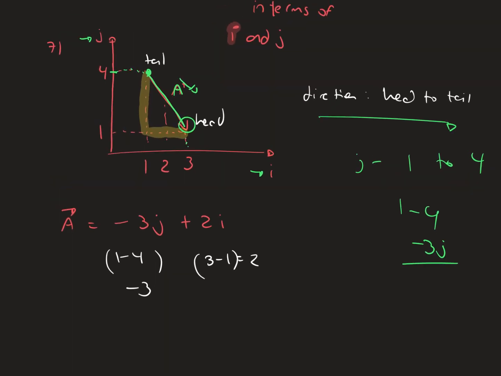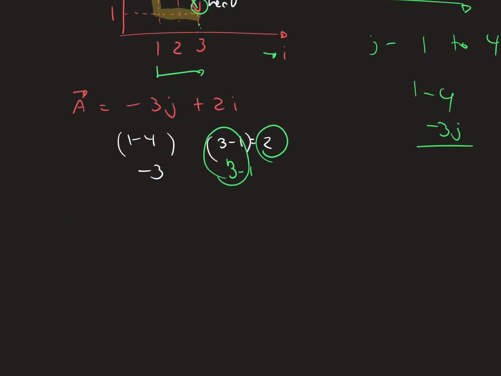Regarding the x component, or the i component, it is going to be from 1 to 3, or 3 minus 1. That should give us 2, because it's in the positive direction. So overall we have the vector A being equal to 2i minus 3j.